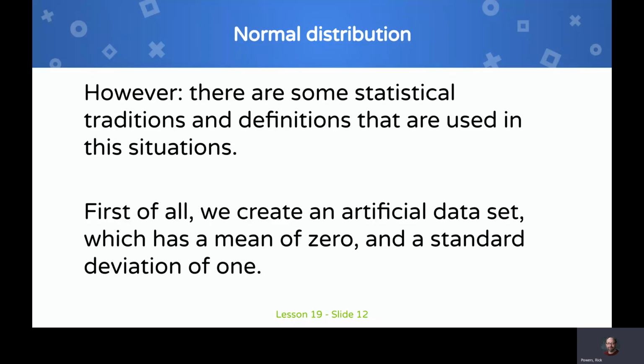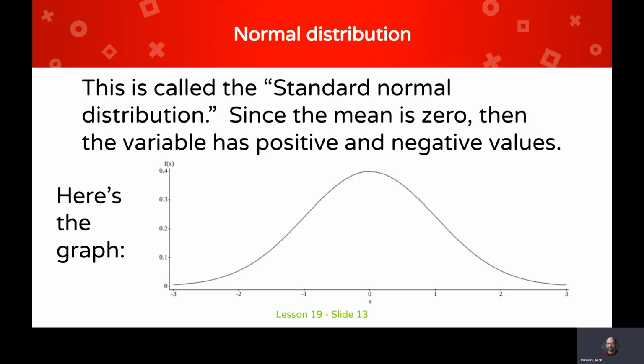However, there are some statistical traditions and definitions that are used in the situation. First of all, we create an artificial data set which has a mean of 0 and a standard deviation of 1. This is called the standard normal distribution. Since the mean is 0, then the variable has positive and negative values.